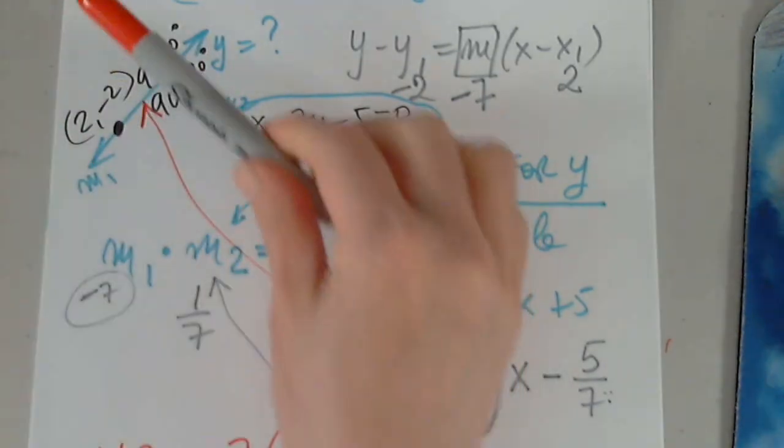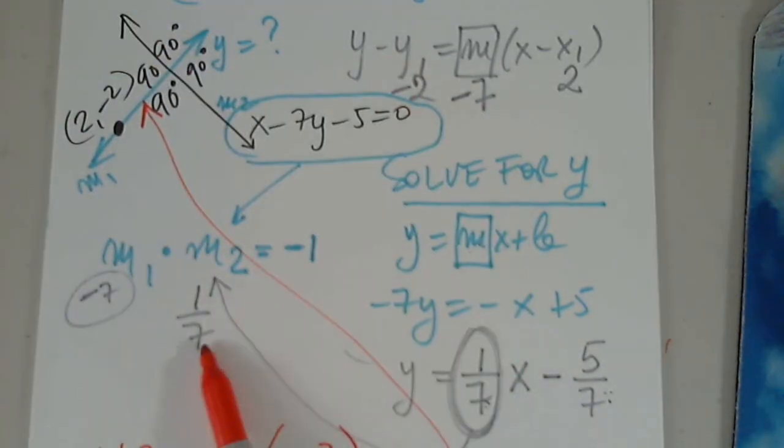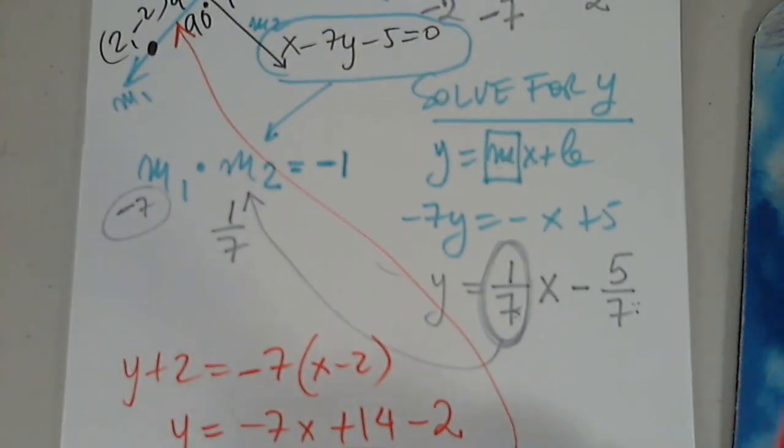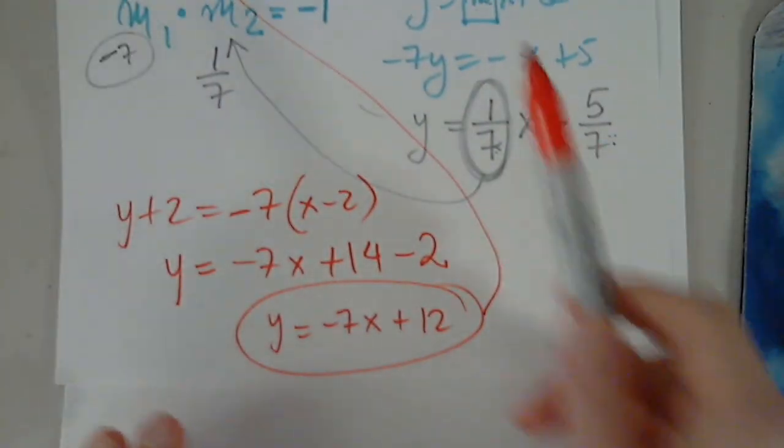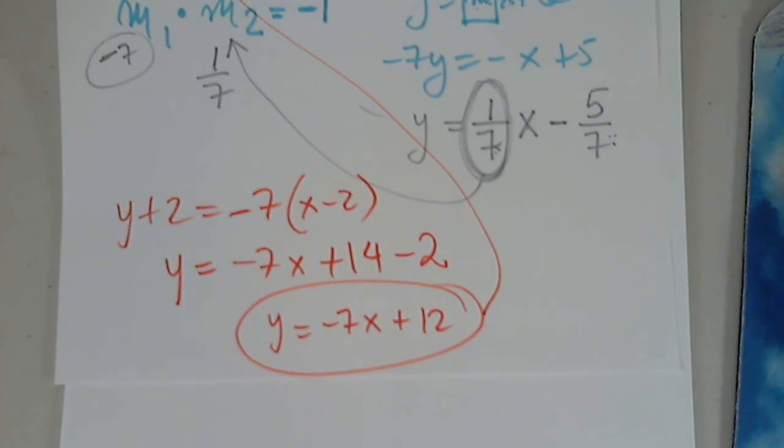Passing through this and perpendicular to this line, whose slope is 1/7, that's why I knew that the slope of the actual line that I'm looking for is negative 7. Once I know that that is negative 7, then I go back to y minus y1 equals the slope times x minus x1 to put in the numbers I need in order to find the equation.